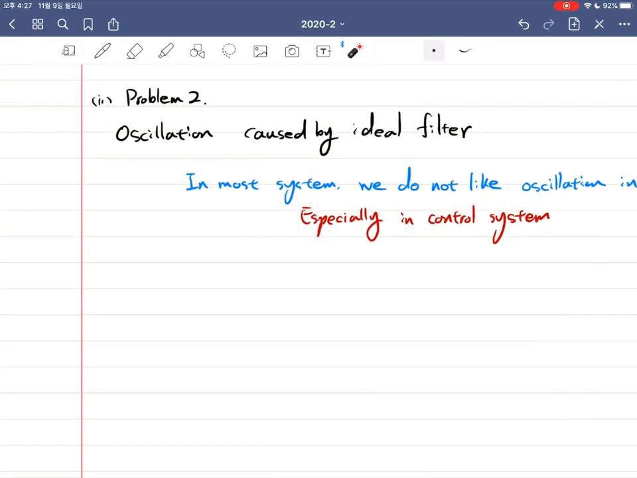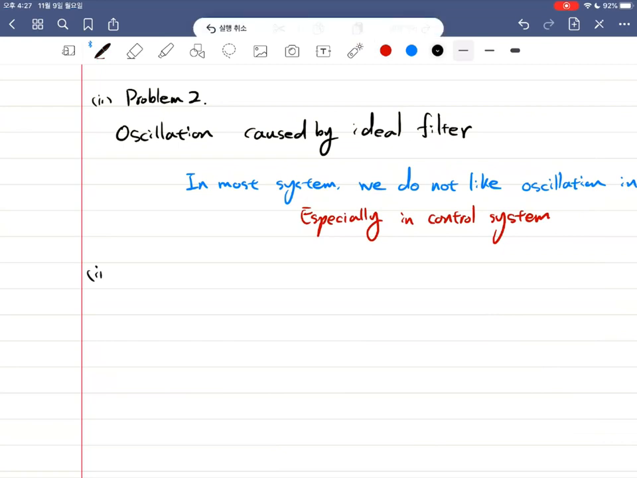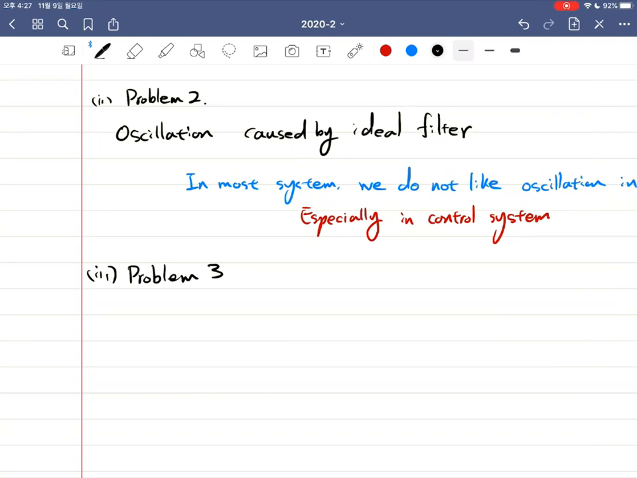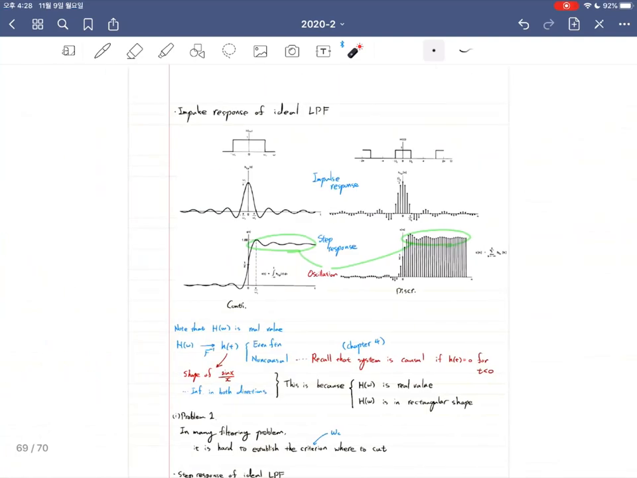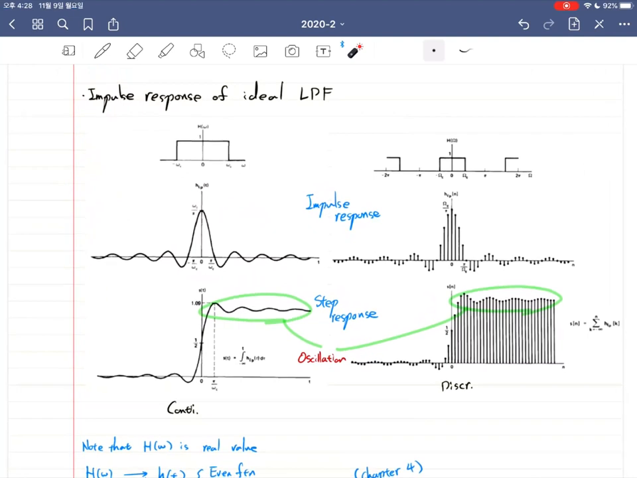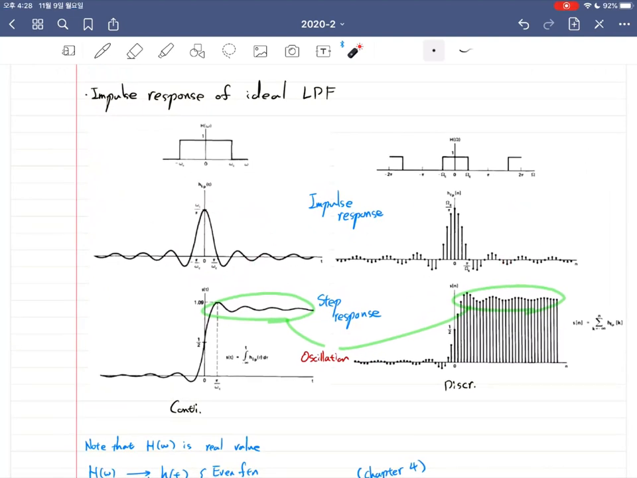However, the biggest problem of all is that this filtering system should be operated in real time. And if you want to apply this system in real time, it should be causal. However, the impulse response of this ideal LPF is non-causal, therefore it cannot be utilized.